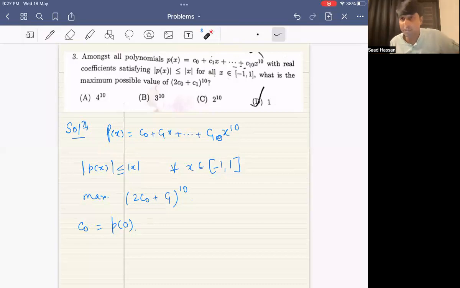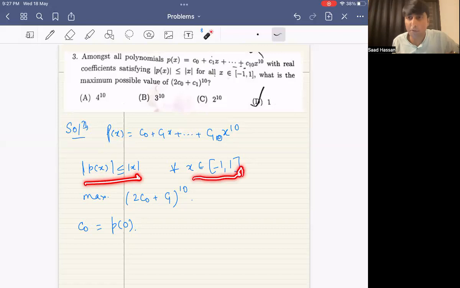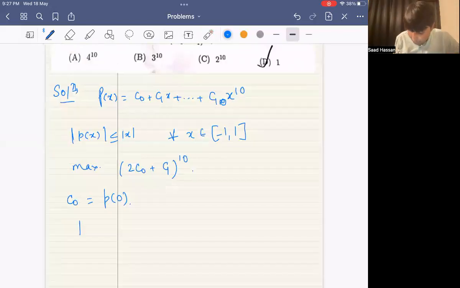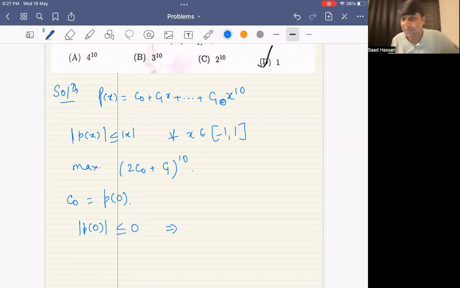We have already identified what c0 is, which is p(0). Since this inequality is valid for all x lying between -1 and 1, and 0 lies between -1 and 1, I'm going to put x as 0. Putting x as 0, what you get is |p(0)| is less than or equal to 0. Do you see where we are arriving at? There is a modulus of a number which is less than or equal to 0. Obviously, it's almost trivial that the modulus of a number can't be negative, which means that |p(0)| must be 0.